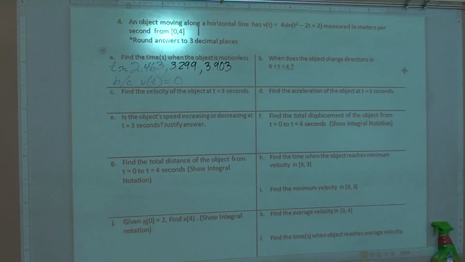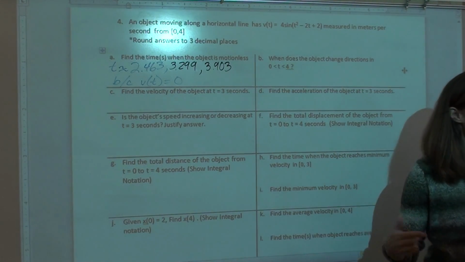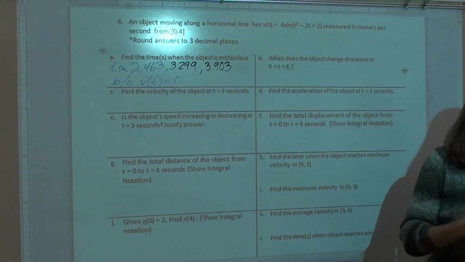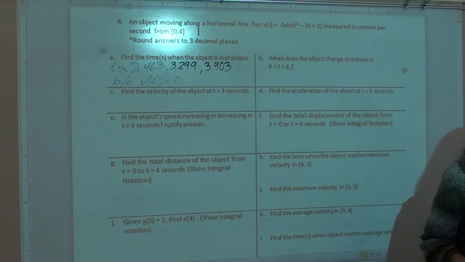Well, how do you know when an object changes direction? When the slope changes. Okay, it depends on the slope of what we're talking about. More specifically, when the velocity changes sign, positive to negative or negative to positive. Because remember, the sign of the velocity determines the direction. If it's positive, it's going to the right. If it's negative, it's going to the left. So whenever the velocity changes sign, the particle is changing direction, right?